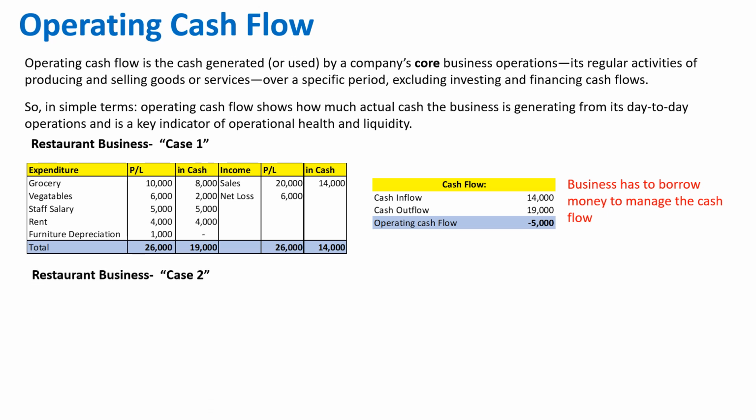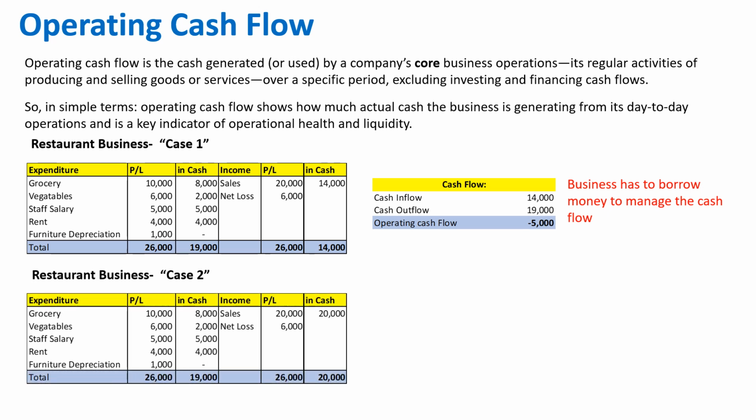Now let's take the same restaurant business, case 2. Expenditure here: grocery same 10,000, vegetables 6,000, staff salary 5,000, rent 4,000, furniture depreciation 1,000. And in cash, if you see, again it is 19,000, same as the previous case. And what I have changed is sales 20,000, collected in cash is 20,000, and the net loss is 6,000. So the change from case 1 to case 2 is that the collection from the customer has increased, and whatever sales is reported in P&L, the same amount has been collected from the customer.